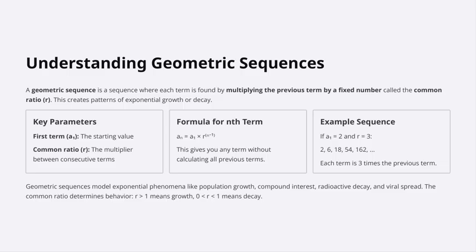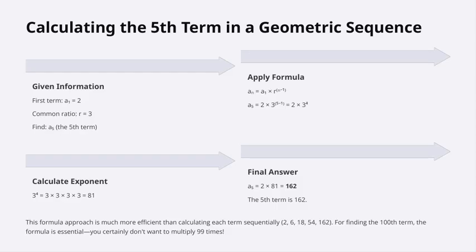The value of r is key. If r is greater than 1, it indicates growth, meaning the sequence increases rapidly. If r is between 0 and 1, it signifies decay, where the sequence decreases over time. Understanding these concepts helps us analyze and predict behaviors in various fields, making geometric sequences a fundamental tool in mathematics and beyond. Let's walk through how to find the fifth term in this geometric sequence.